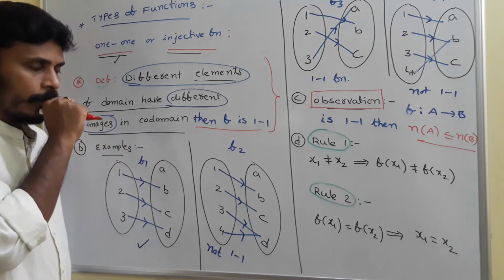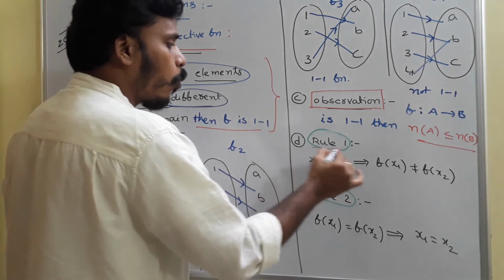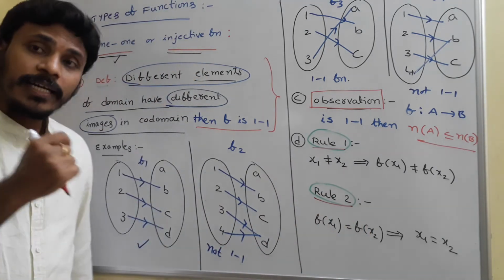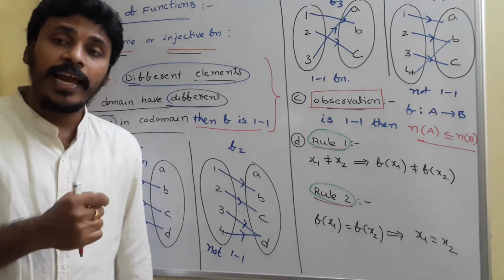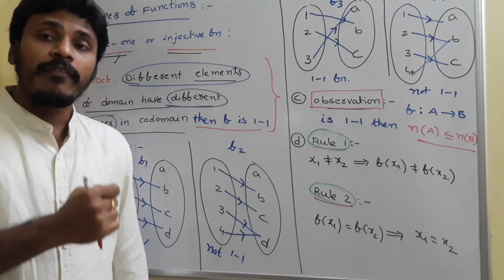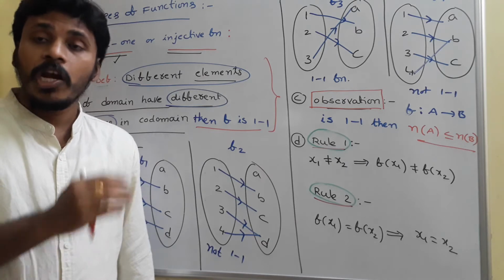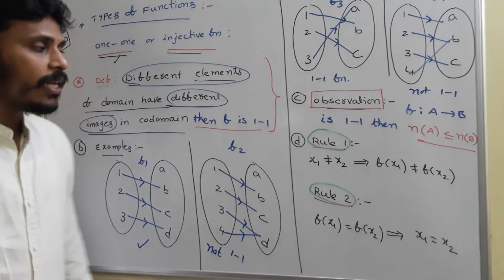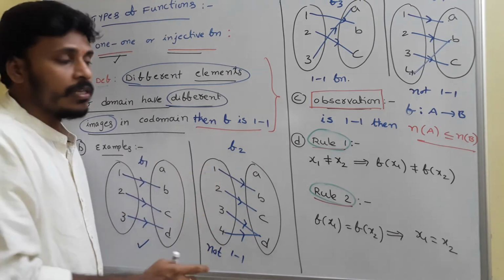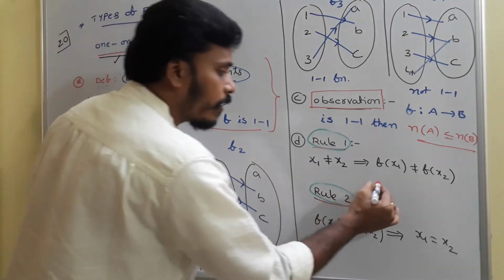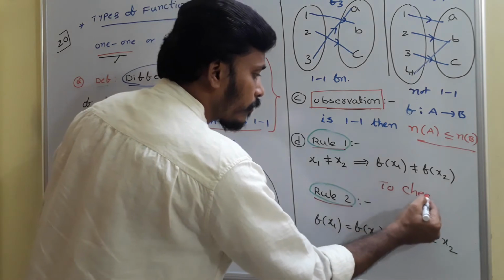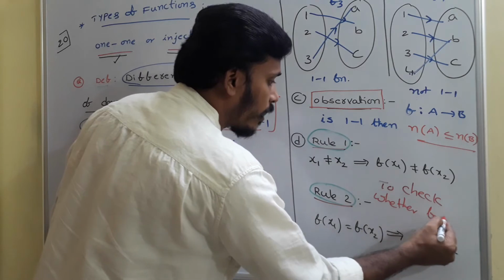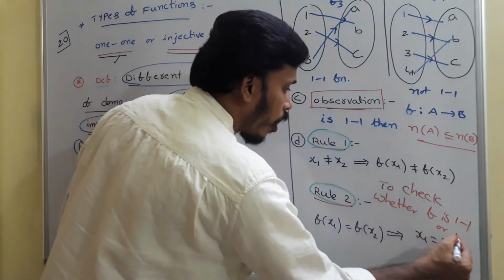Okay, right. And the next thing is rule 1 and rule 2. How to decide whether a function is 1-1 or not. To decide whether a function is 1-1 or not, we have different methods to check: algebraic methods, graphical methods, as well as the calculus method. And here I am mentioning the algebraic methods. These two are the algebraic methods to check whether f is 1-1 or not.